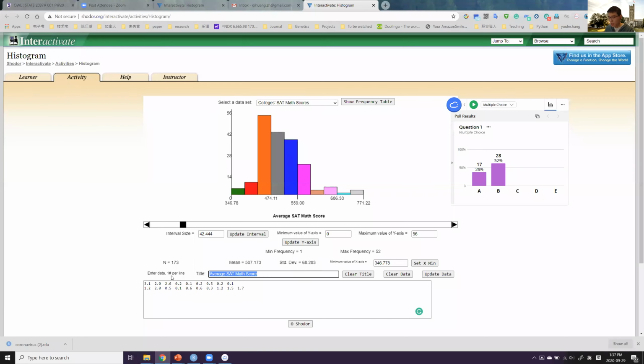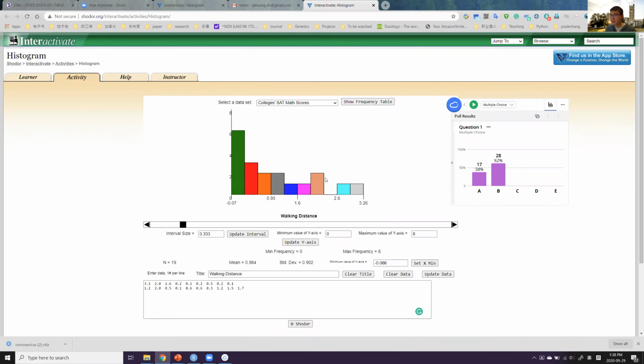And I'll probably change this to walking distance. And then I'll upload the data. After you upload the data, you will get a histogram, which is pretty similar to our original histogram, right? So now let's play a little bit with the bin size. If we increase the bin size, we expect that the number of categories decreases, right?